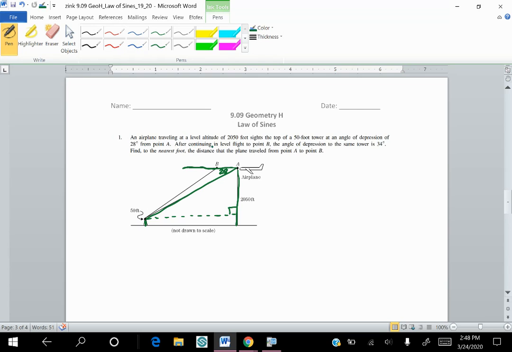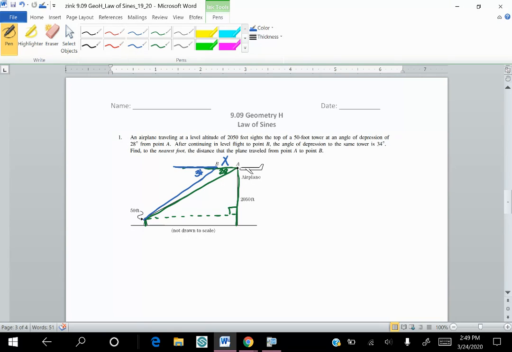Let's continue reading. After continuing in level flight to point B, so the plane keeps flying level, and the angle of depression to the same tower down here is 34 degrees. So now I have my horizontal line of sight, and then the line down to that tower creates my other angle of depression, which is going to be 34 degrees. Find to the nearest foot the distance that the plane traveled from point A to point B. So from point A to point B, I'm going to call that X.